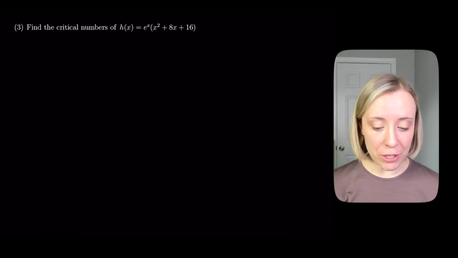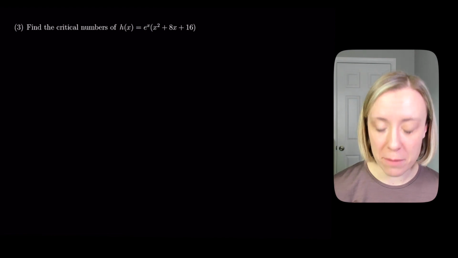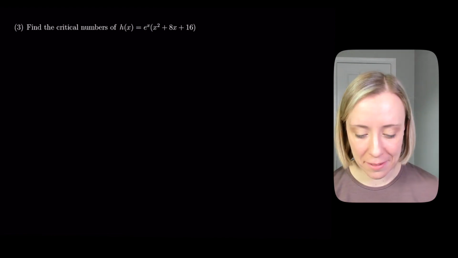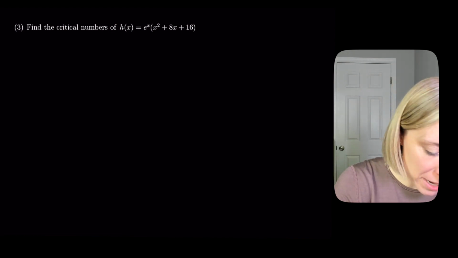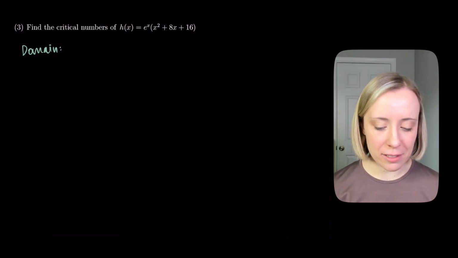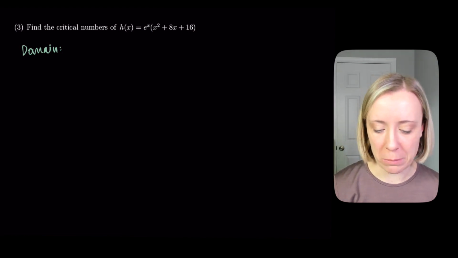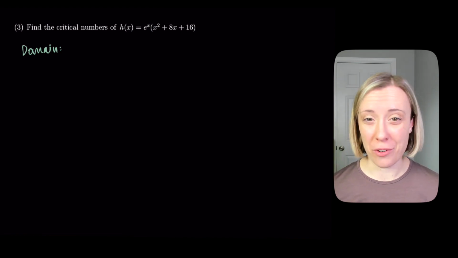This time we're going to find the critical numbers of h of x equals e to the x times x squared plus 8x plus 16. All right, so we are going to do our domain again, but I don't think this one is too bad. Since we just have e to the x times a polynomial, so x squared plus 8x plus 16, I'm not seeing anything that could go wrong with our inputs.